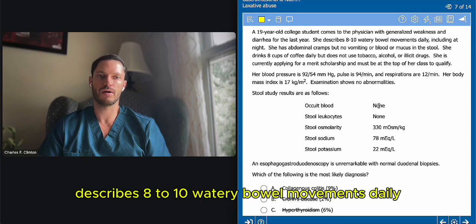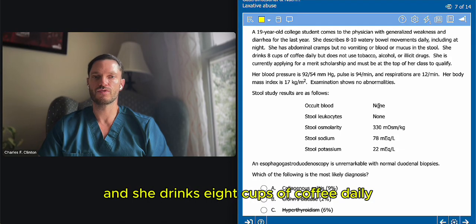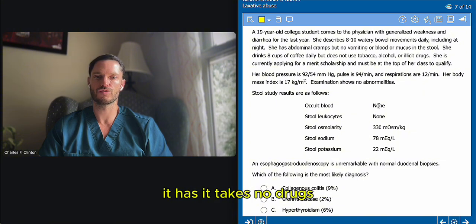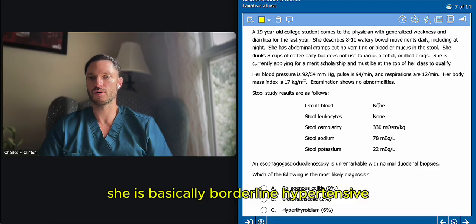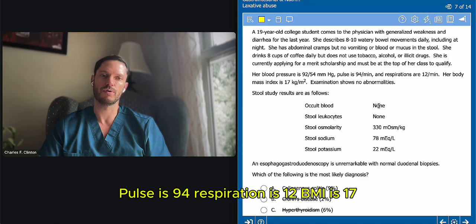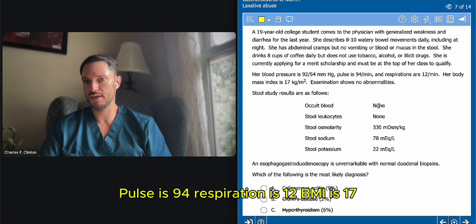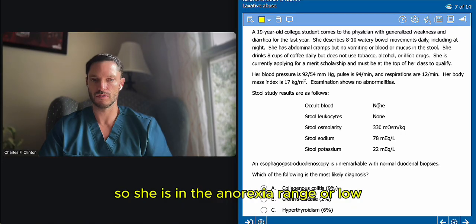Describes 8 to 10 watery bowel movements daily, including at night. She drinks 8 cups of coffee daily. Takes no drugs. Is applying for a merit scholarship and must be at the top of her class to qualify. She is basically borderline hypotensive. Blood pressure is 92/54. Pulse is 94. Respiration is 12. BMI is 17, so she's in the anorexia range or low body weight.